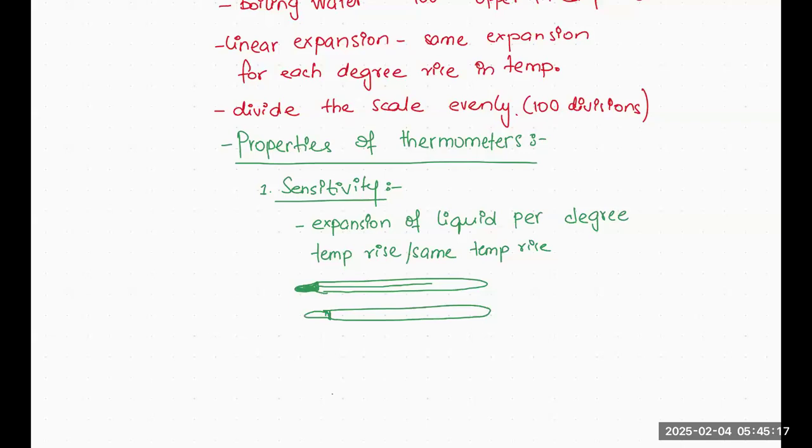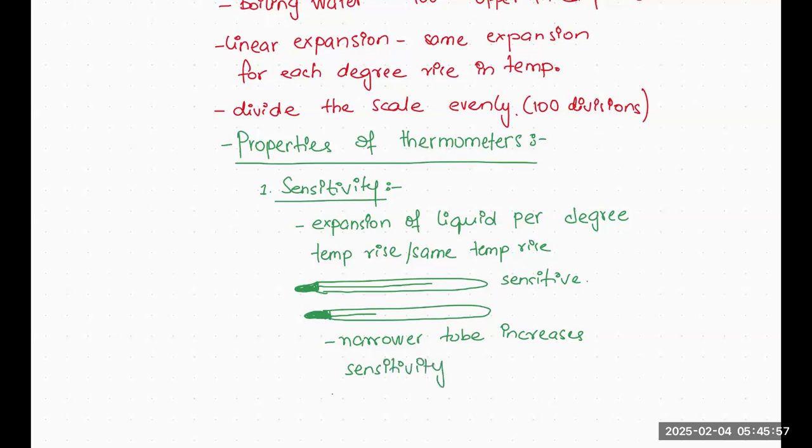So the one that gives you a larger expansion is more sensitive, right? Basically, depending upon the response. So if you get a stronger response, that is more sensitive. So to increase the sensitivity, we can use a narrower tube. A narrower tube increases sensitivity. So the smaller your tube is going to be, the more sensitive your thermometer is going to be.